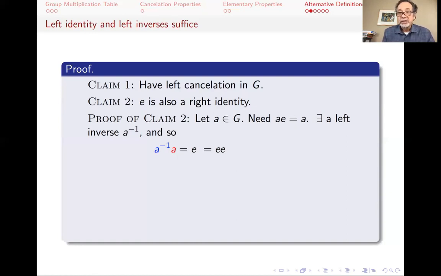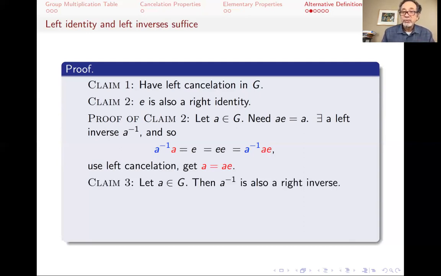Instead of E, I can write E times E. That's correct because the left E is a left identity, and so that works. And instead of that first E, I'm going to write A inverse A again. I have that A inverse A equals A inverse A E, and I can cancel the A inverses on the left because I have left cancellation. That gives me A equals AE, and that's what I wanted. I just proved that E is also the right identity.